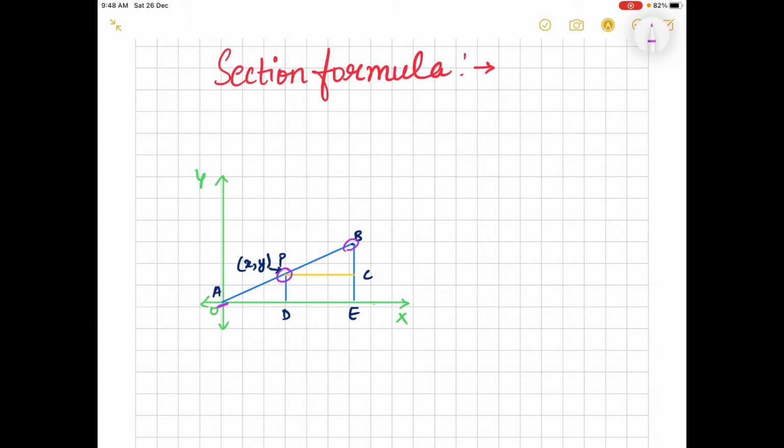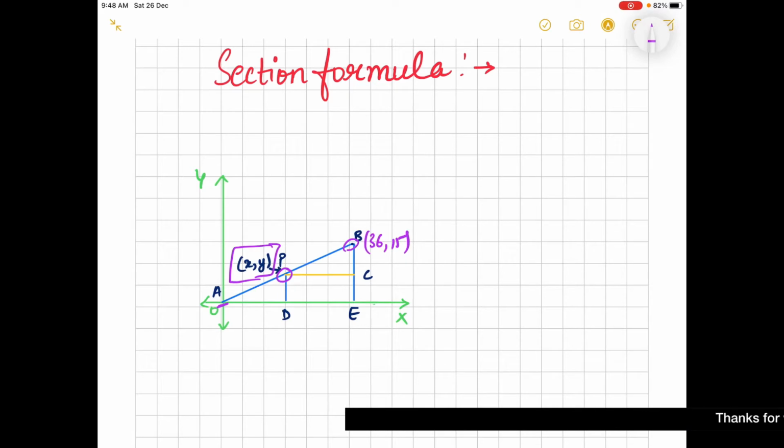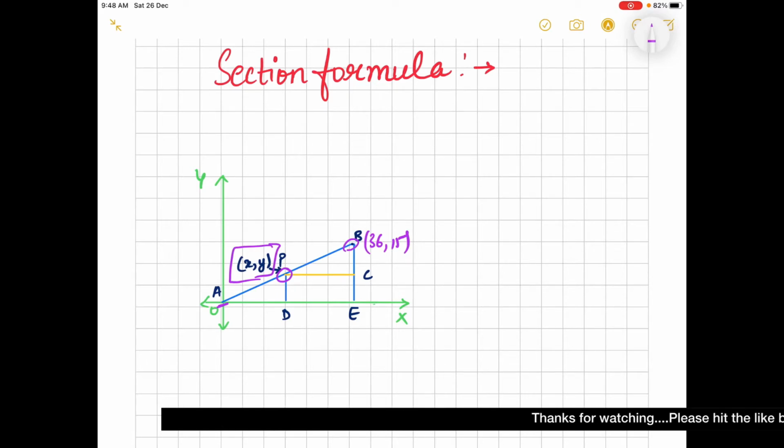Okay. If we take A as the origin O and 1 kilometer as 1 unit on both the axes, the coordinates of B will be 36, 15. The coordinates of B are given. So how do we find these coordinates? We have to find the coordinates of the tower at point P. So how do we find the coordinates of this point?